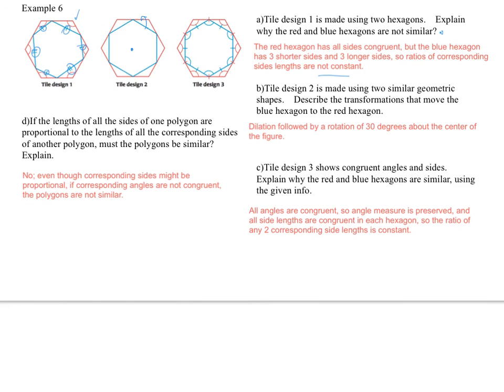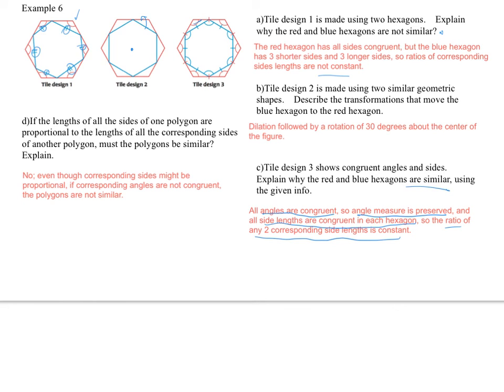Part C. Tile design 3 shows congruent angles and sides. Explain why the red and blue hexagons are similar using the given info. First of all, the angles are congruent by these little arcs. So angle measure is preserved. And the side lengths are congruent in each hexagon. So the ratio of any 2 corresponding side lengths is constant, which gives you a scale factor that does not change for all sets of sides.